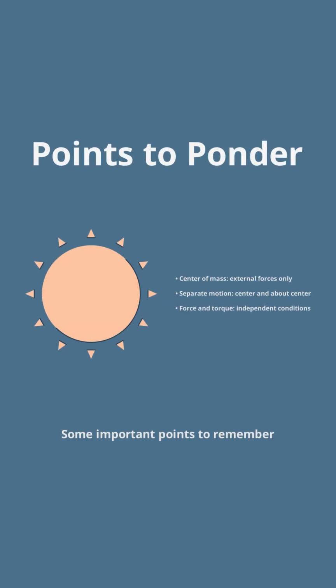Some important points to remember. The motion of the center of mass depends only on external forces, not internal ones. Separating motion into center of mass and motion about the center is a powerful technique. Newton's laws for systems of particles rely on both the second and third laws. The vanishing of total force and total torque are independent conditions. The center of gravity and center of mass coincide only in uniform gravity.